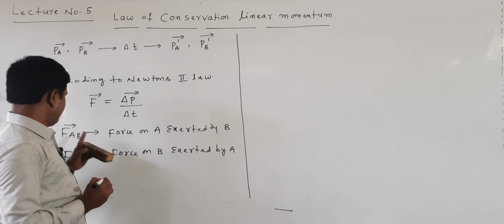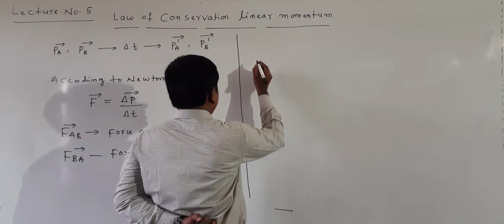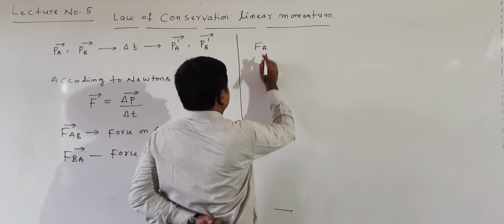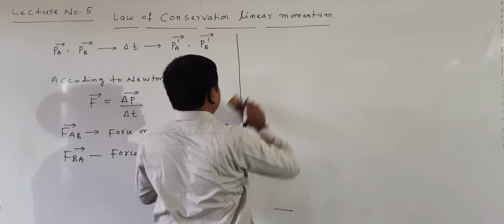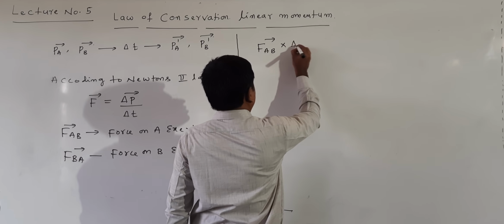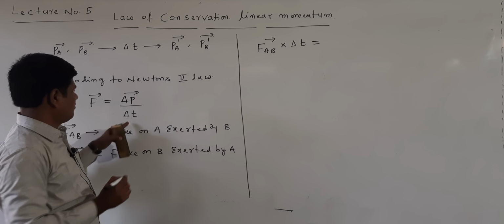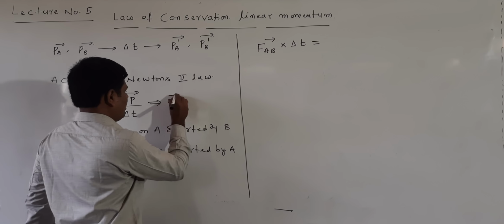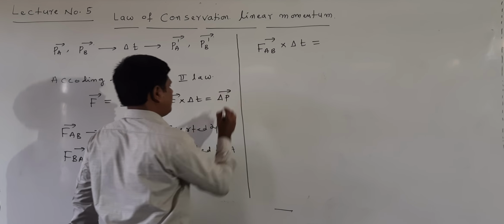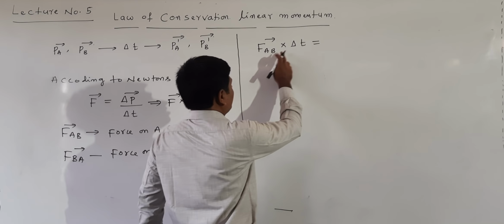Next, from Newton's second law, F bar is equal to delta V bar by delta T. Now I am writing FAB bar into delta T. Multiplying this, we get the formula F bar into delta T is equal to delta V bar. Now from this formula, FAB bar into delta T.